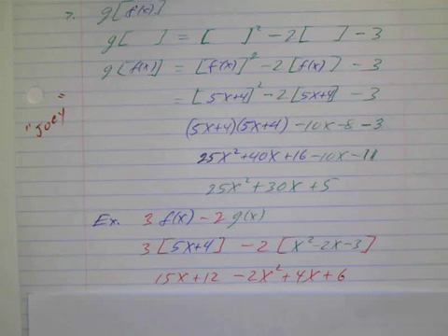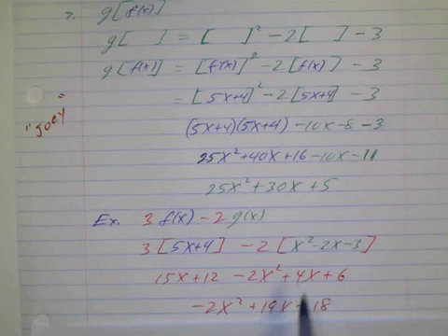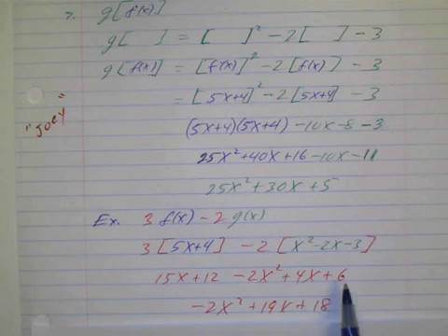And then we can combine like terms. Negative 2x squared is the only x squared term. 15 plus 4 is 19x. 15x plus 4x. And 12 plus 6 is 18. So I hope that makes sense. So that was another type of problem we might see.